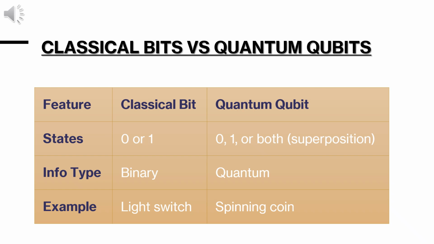Let's compare regular bits with quantum bits, or qubits. In a traditional computer, a bit can only be 0 or 1, like a light switch that's either on or off. But a qubit can be both 0 and 1 at the same time. This is called superposition. A good example is a spinning coin. While it's in the air, it's kind of both heads and tails. That's what makes qubits so powerful. They can handle more information at once.